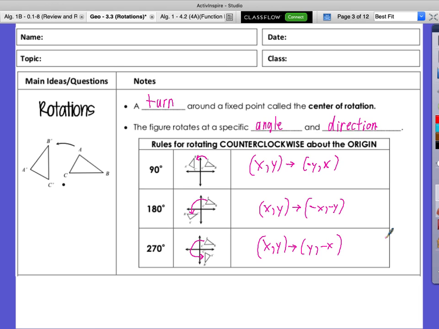Okay. So everybody fold it hot dog style, okay? With your rotations on the outside. You ran out. We ran out.